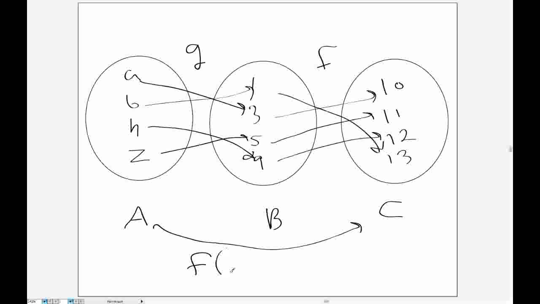f of g of x is this function. For example, f of g of x of A would first go from A to 1 because of the g, and then 1 would be mapped by the f function from 1 to 13 down here.